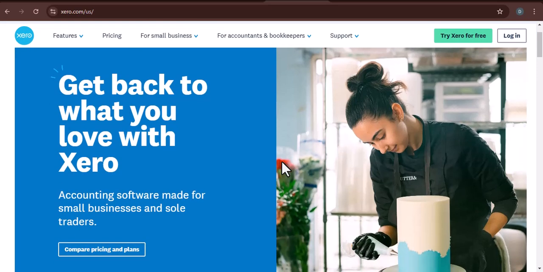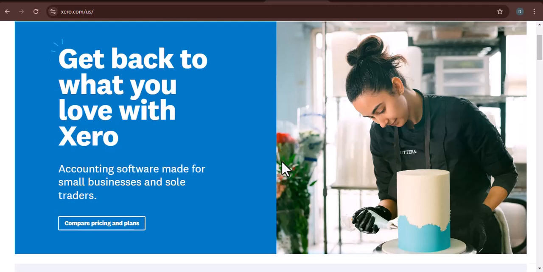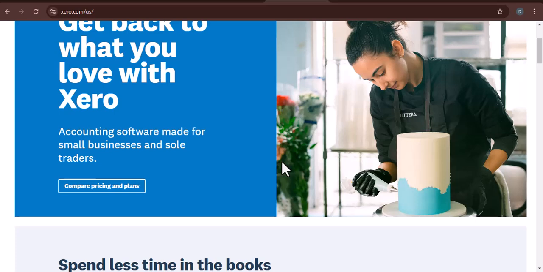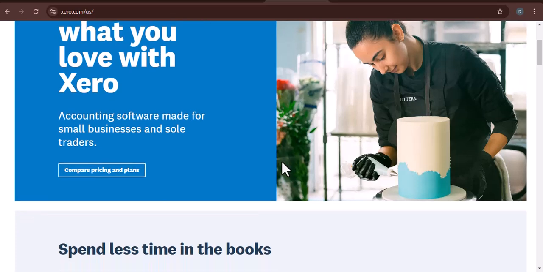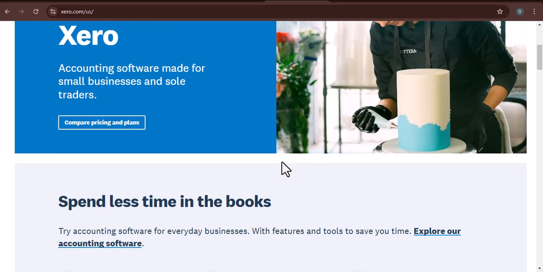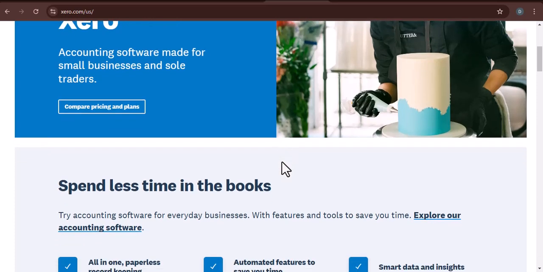What if you make a mistake? Don't panic. Xero allows you to edit your opening balances. Simply go back to the Opening Balances screen and make the necessary corrections. However, it's always best to double-check and avoid errors in the first place.